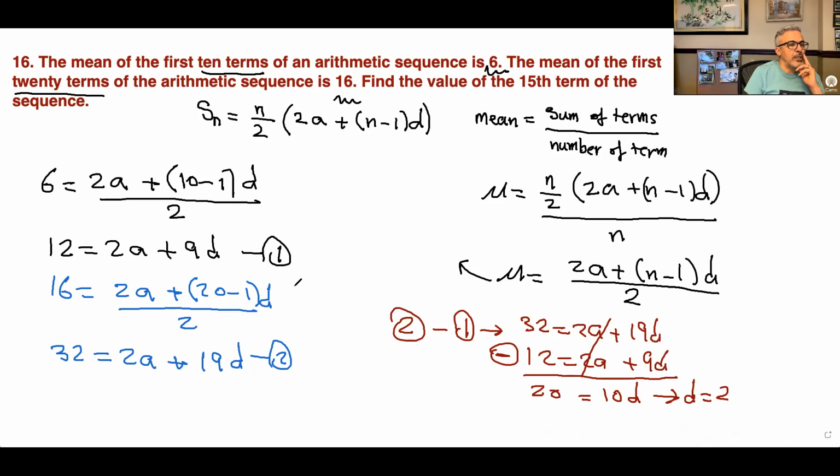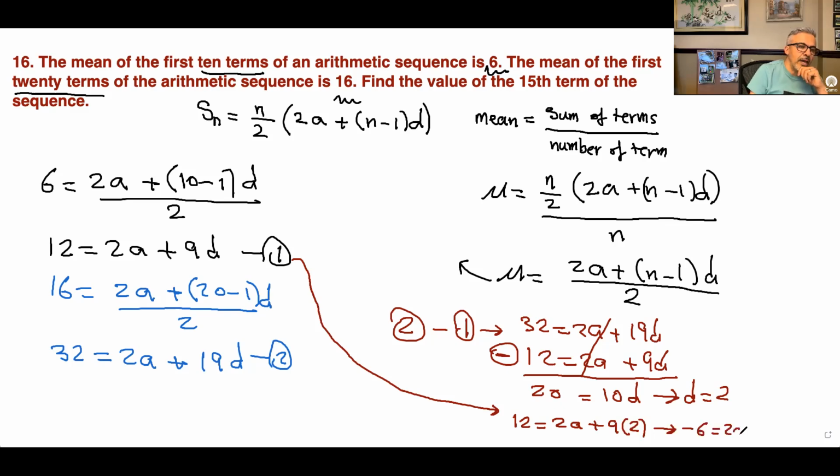So we're going back to equation 1, which is this one right here. And we're just going to use it to find out what a is. So basically we have 12 equals 2a plus 9d, and d we already found out to be 2. And that's going to give me 18. 12 minus 18 is negative 6 equals 2a. And therefore, a equals negative 3.